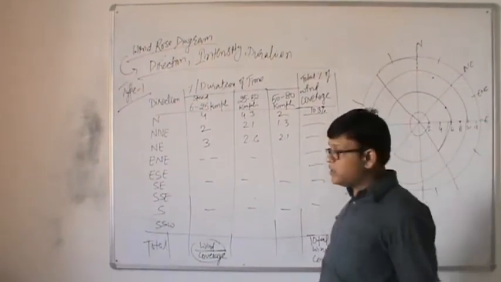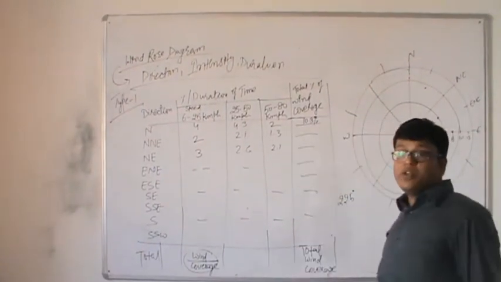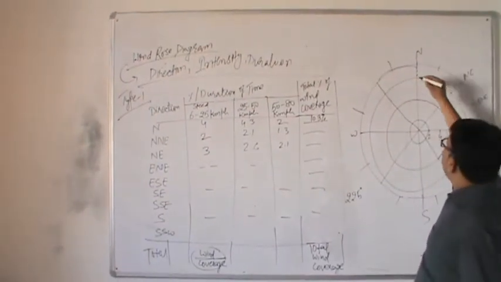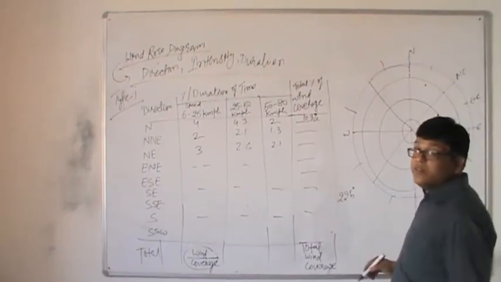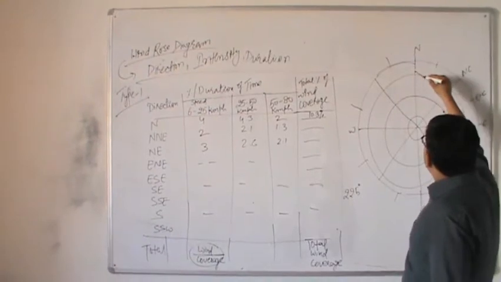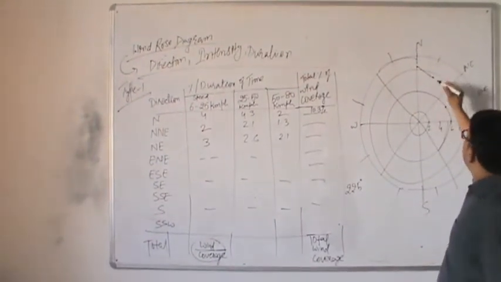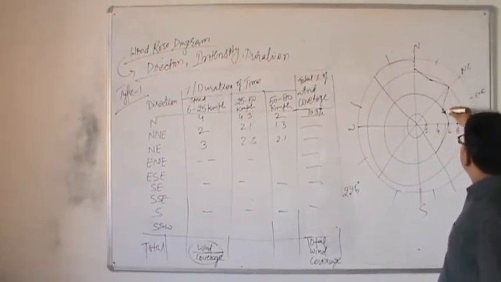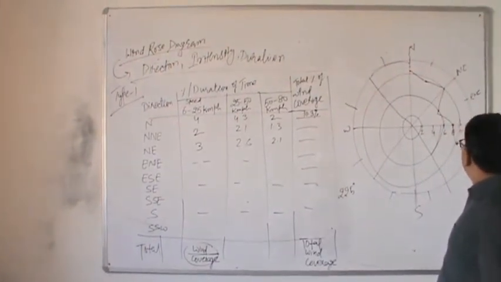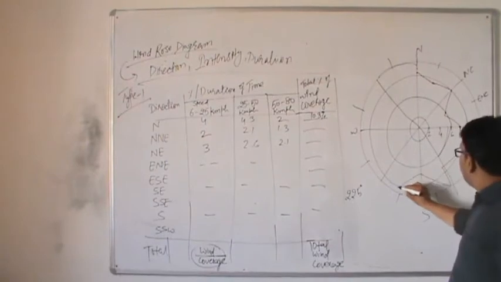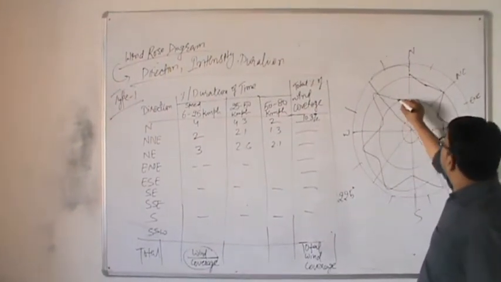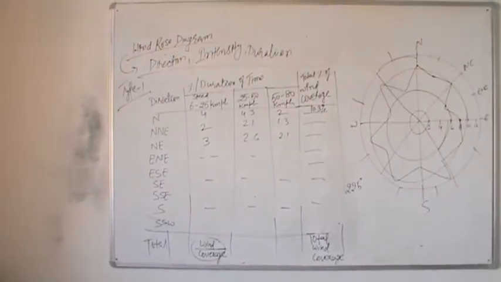So in a similar way we have to plot all the points here, then by joining these points we can get the Windrose diagram. Similarly we have to join these points by a straight line. Something like this, we get the Windrose diagram.